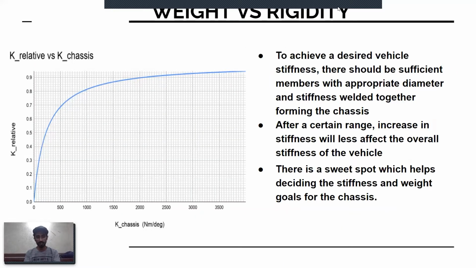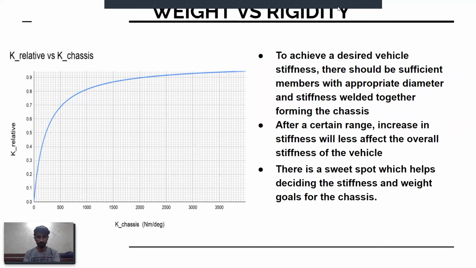Weight and rigidity. In order to achieve a desired vehicle stiffness, there should be sufficient members with appropriate dimensions and stiffness welded together forming the chassis. But just increasing the chassis stiffness to infinite is not the goal, because after a certain range, an increase in stiffness will less affect the overall stiffness of the vehicle, due to which weight will be a critical parameter to consider. As shown in the graph, there is a sweet spot which helps in deciding the stiffness and weight goals for the specific chassis.